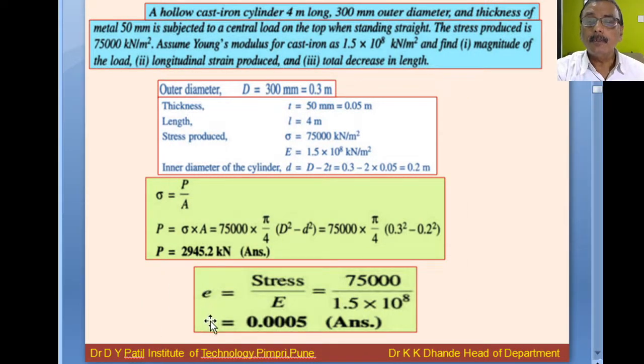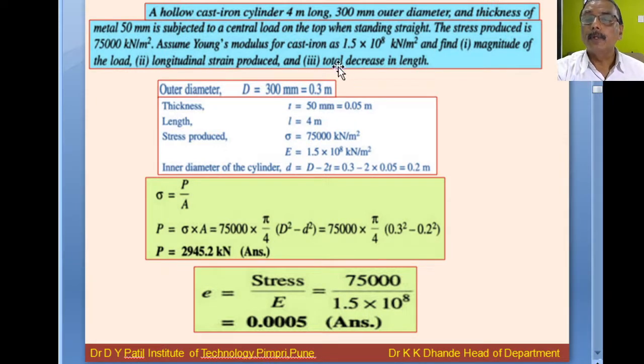So strain is equal to, according to Hooke's law, capital E is equal to stress upon strain. Again we rearrange that equation: E is equal to stress upon strain, so small e is equal to stress upon modulus of elasticity, that is sigma upon capital E. Sigma is given to you, that is 75,000, and capital E is also given, 1.5 into 10 raised to 8. So longitudinal strain small e is equal to 0.0005. This is our second answer.